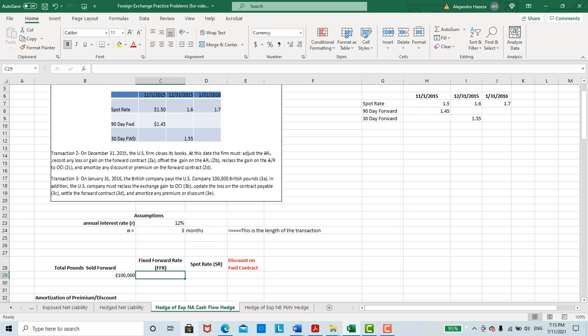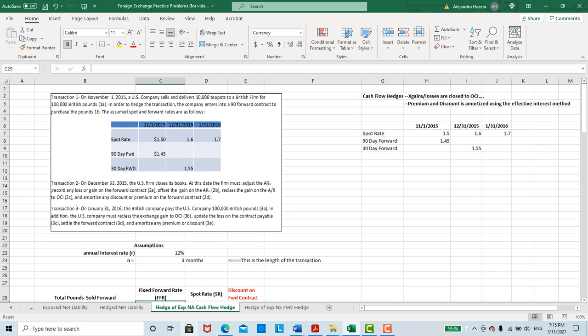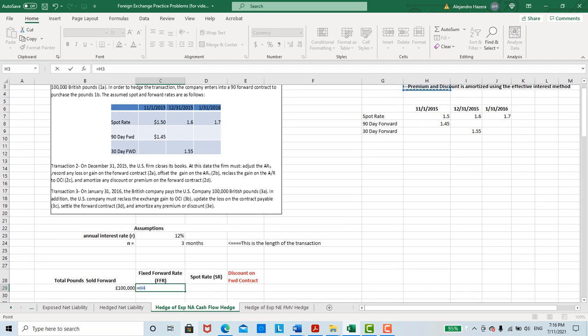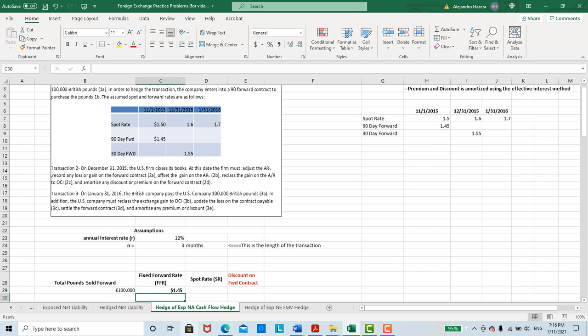Okay, so we know the fixed forward rate is going to be this rate right here, $1.45. And the way I know that is that this whole transaction lasts 9 days from November 1st, 15 to January 1st, 16. And as of November 1st, 15, the 9-day forward rate is $1.45. Okay, so we'll go ahead and plug that into here. There's your fixed forward rate as of this time frame.